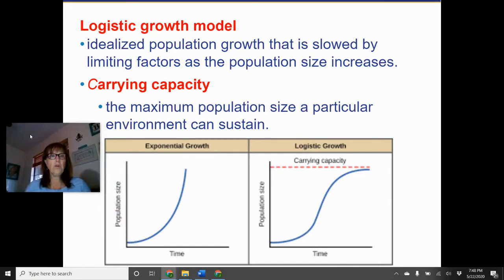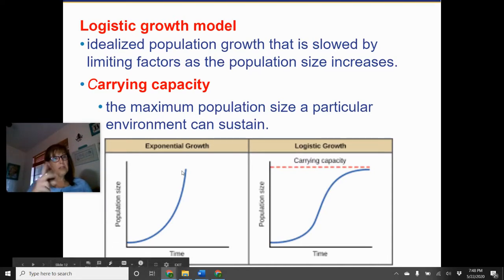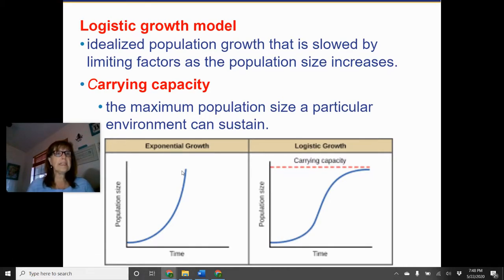So carrying capacity, I mentioned that on the last slide. This is the maximum population size a particular environment can sustain because of these limiting factors. And so what happens is if you are growing exponentially, and this is also sometimes referred to as the J curve, it looks like a J, then if you reach carrying capacity, you do not have enough resources in your environment for that population to still continue growing exponentially. And so you end up with what is referred to as logistical growth.